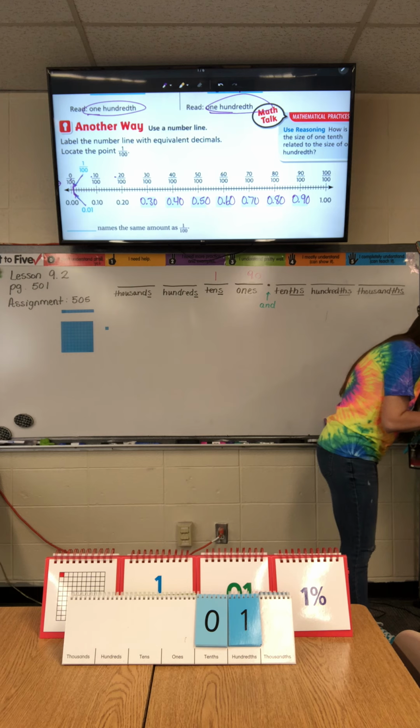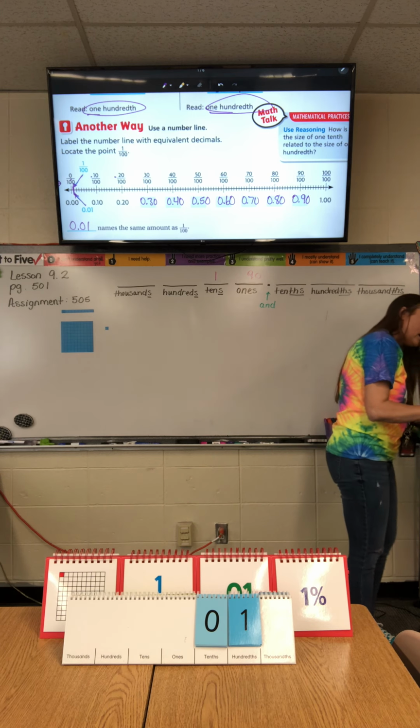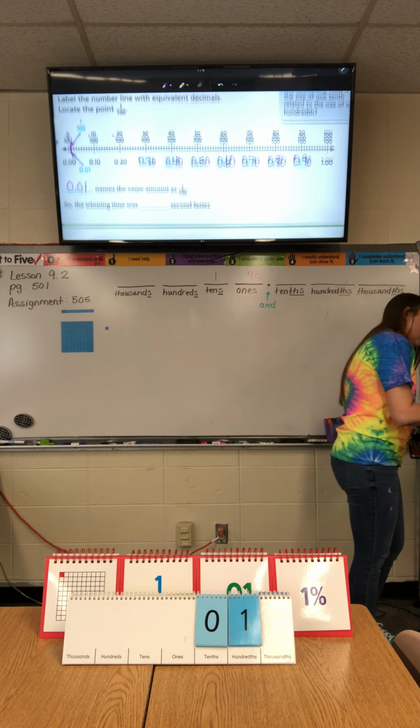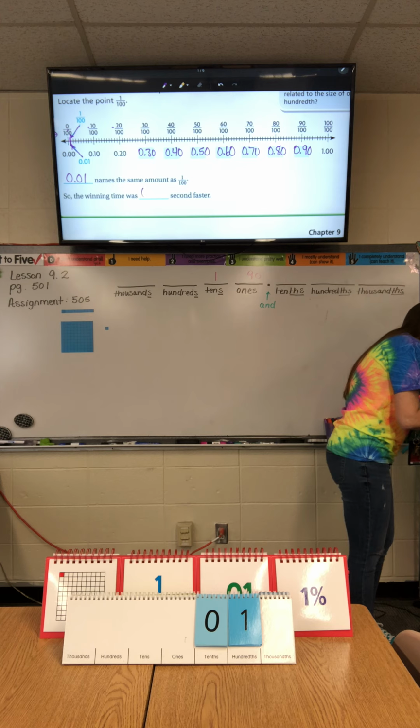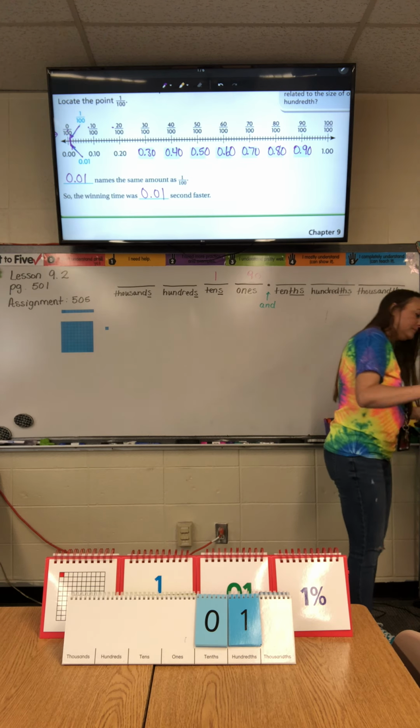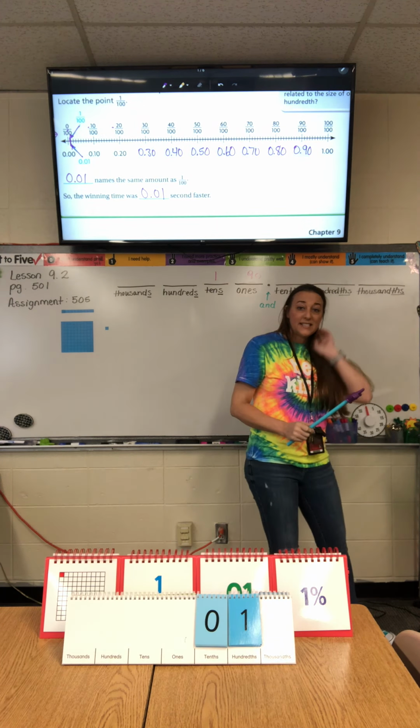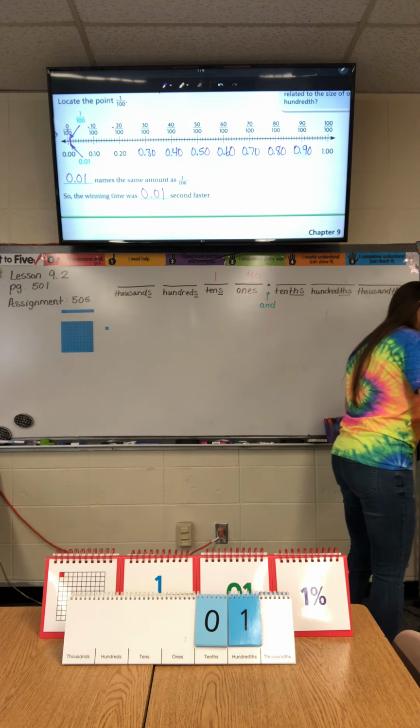So, what names the same amount as 1/100th? 0.0 with a 1 in the hundredths place. So the winning time was 0.01 or 1/100th of a second faster. Okay.